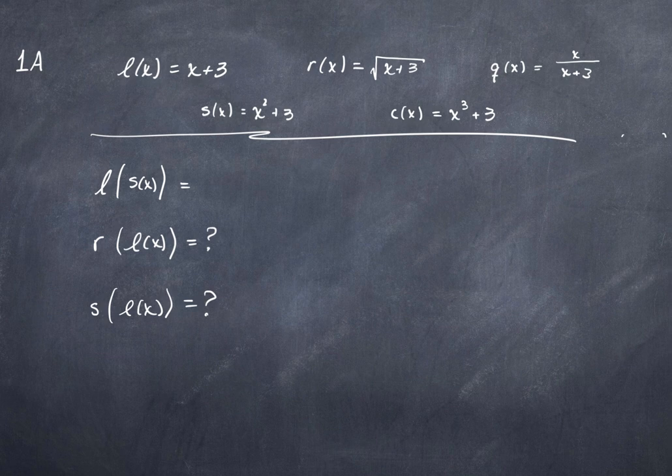The notation L of S of x just means the function L with s of x plugged into it. Well, we know that the name of a function is s of x means that its expression is x squared plus 3. So hopefully you see the parallel between this notation and some of the things we did on the previous screen or in the previous group of exercises. So see if you can take that to its next logical conclusion.